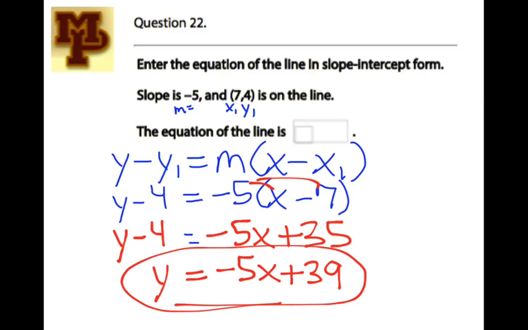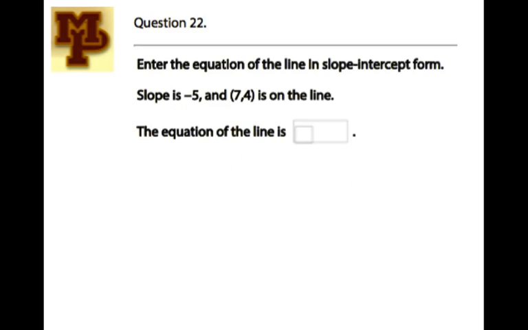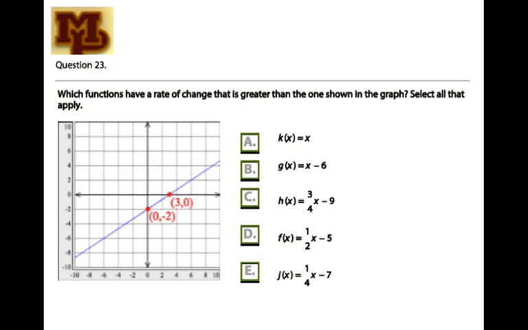So this was number 22, so I'm looking at 23. Come on, 23. How I skipped over you, I have no idea. Okay, so this one, we're looking for which one has a greater rate of change, which means we're looking for equations that have bigger slopes. So this particular slope, you can tell it goes up and over. So it goes up 2 units, and then it goes over 3 units. So the rate of change is 2 over 3.